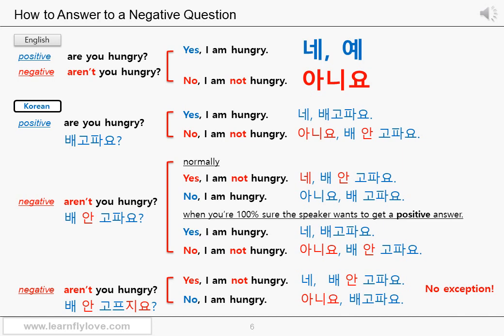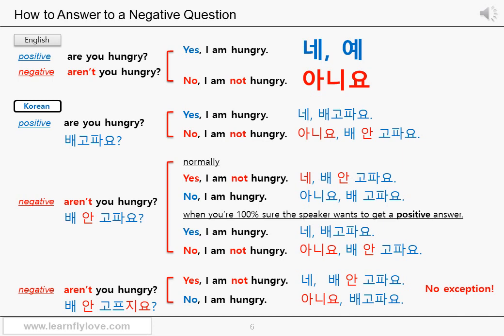Please listen carefully. Just remember this one thing. In Korean, yes means yes, what you've just said is correct. And no means no, what you've just said is wrong. Again, in Korean, yes means yes, the entire sentence you've just said is correct. And no means no, the entire sentence you've just said is wrong. We are repeating this because if you understand this, you already understand 95% of this page.